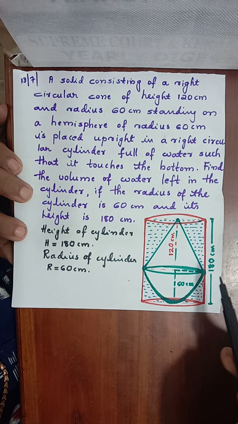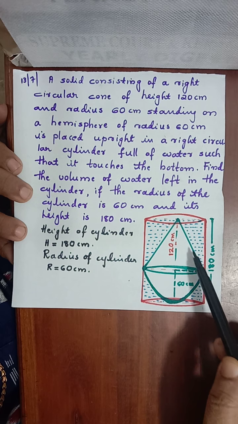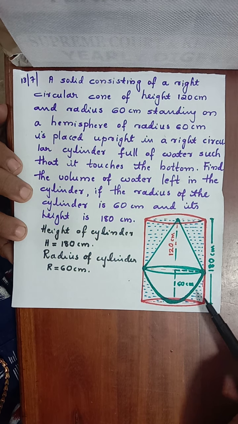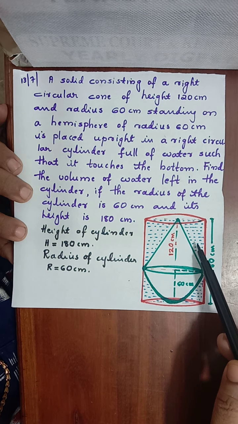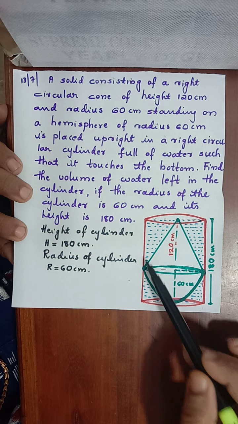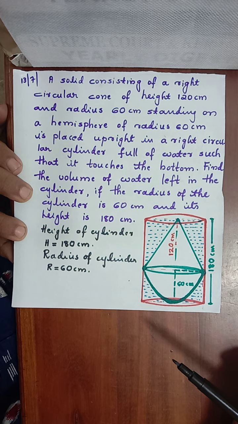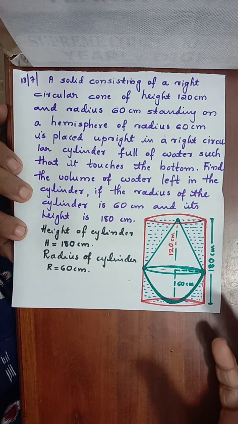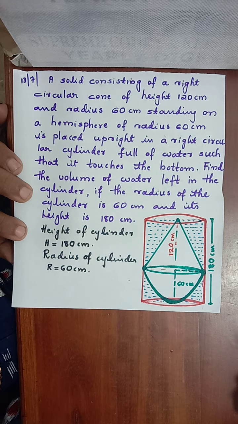So, volume of the cylinder means it is the volume of the solid plus volume of the water. Therefore, what will be volume of water left inside? How do we get that? That is volume of cylinder minus volume of solid. From volume of cylinder, we have to subtract volume of the solid such that you will be getting volume of water. That is the next step.